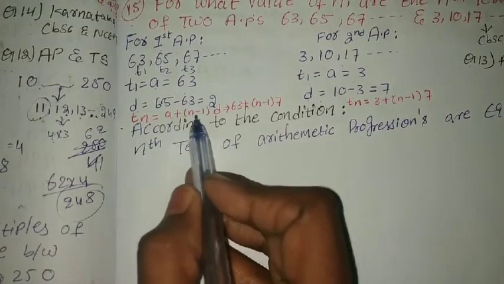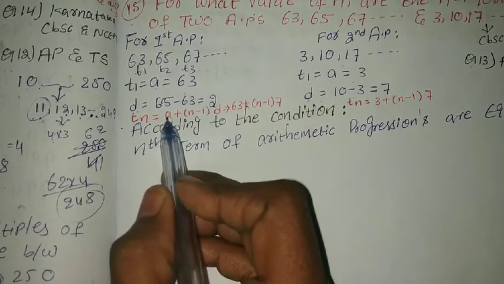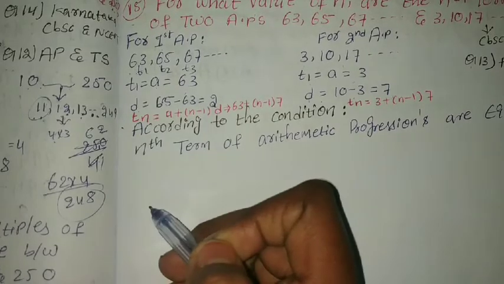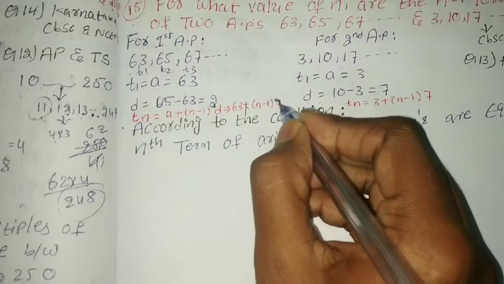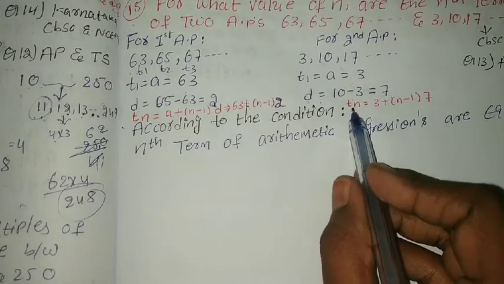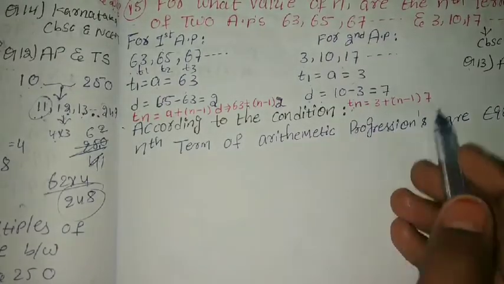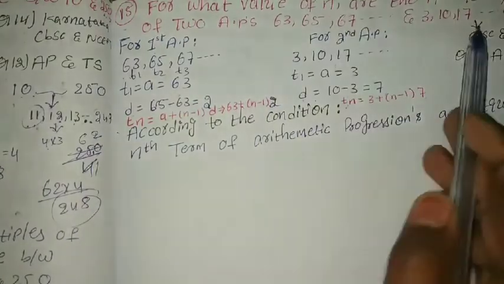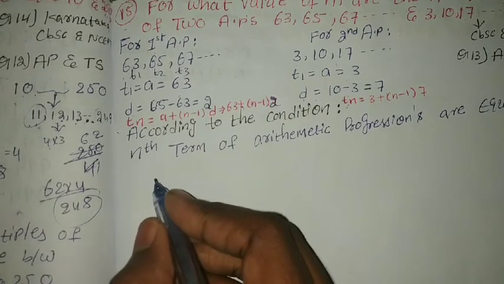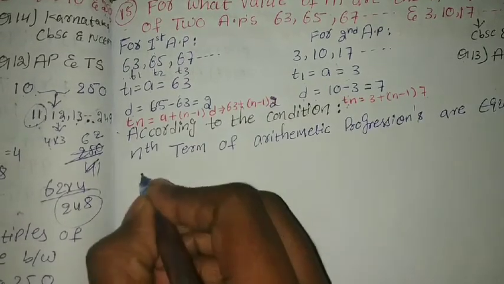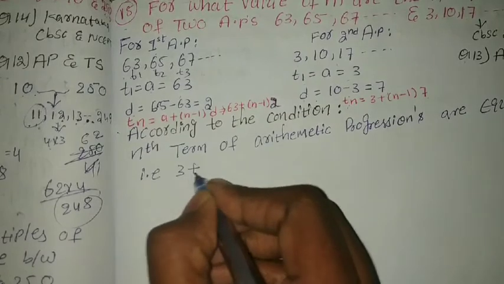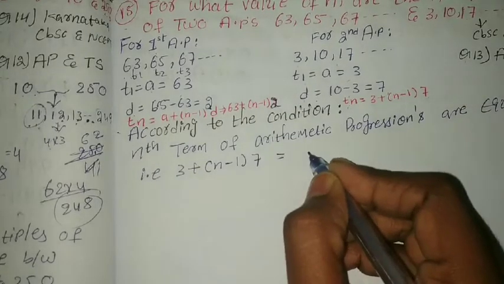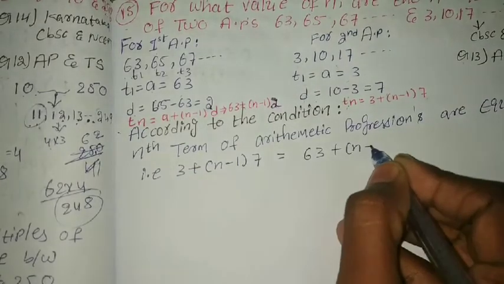Tn is equal to a plus n minus 1 into d. Okay, substitute here a as 63 and d as 2. Understand? Here d is 2. Sorry, I forgot. Okay. And here also the same, a is 3 and d is 7. And now according to the condition, these two arithmetic progressions are equal. Just write down, how can you write this? That is 3 plus n minus 1 into 7 is equal to 63 plus n minus 1 into d.